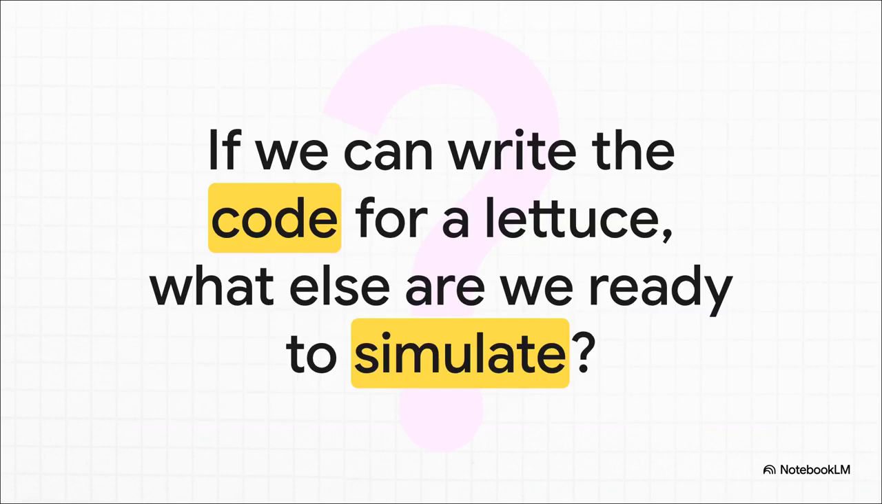We've just decoded the fundamental rules for a single head of lettuce. It just makes you wonder, what's next? An entire ecosystem? The spread of a forest? If we can write the source code for one little plant, what other parts of the natural world are we ready to simulate?